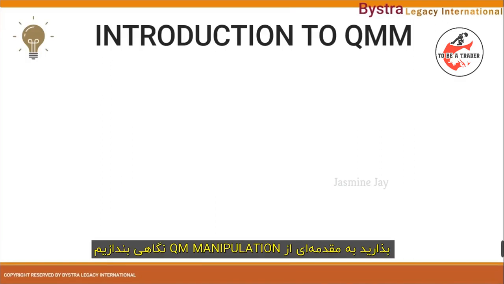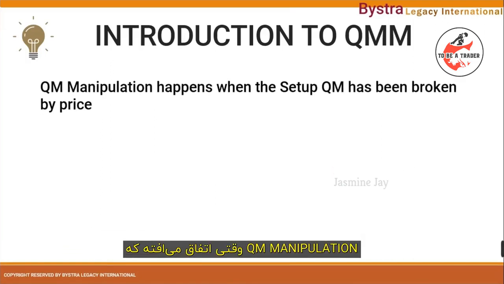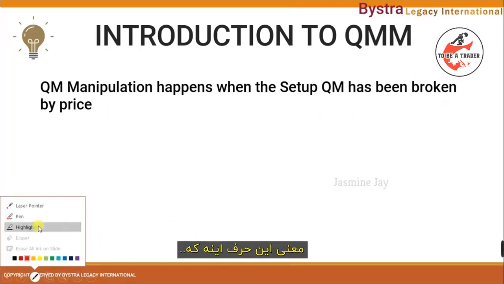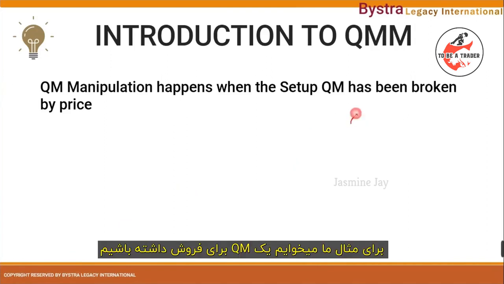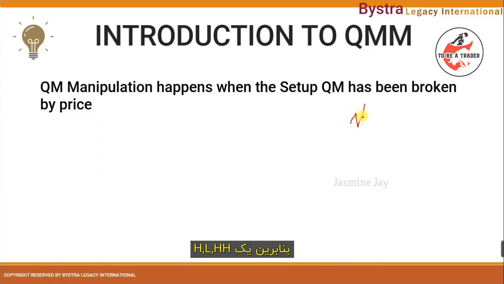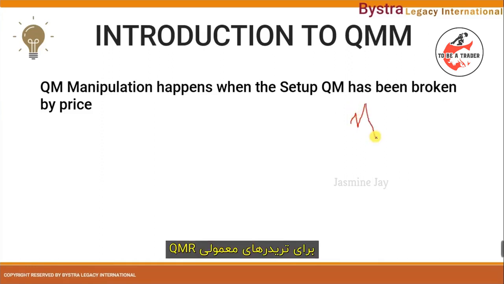So let's look at the introduction to the QM manipulation. QM manipulation happens when the setup QM has been broken by price, right? Let me draw you a structure. For example, we want to have a QM for sell, right? So we have the high, low, high, higher high, price comes back down, lower low. For a normal QMR trader, we would always set a PO here, isn't it?